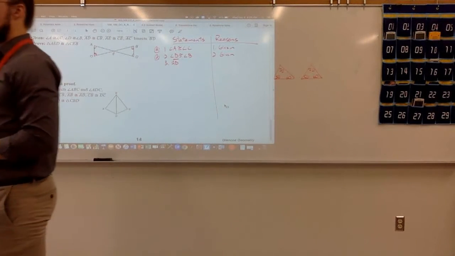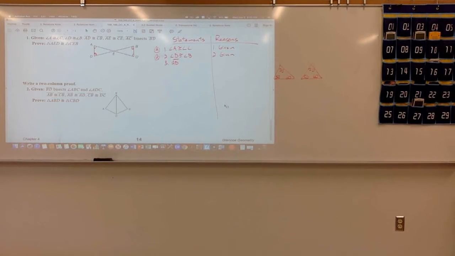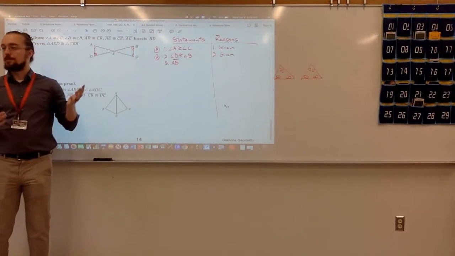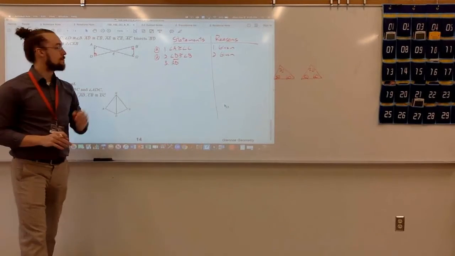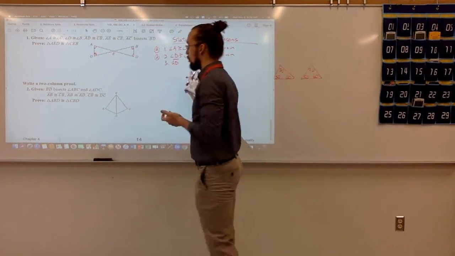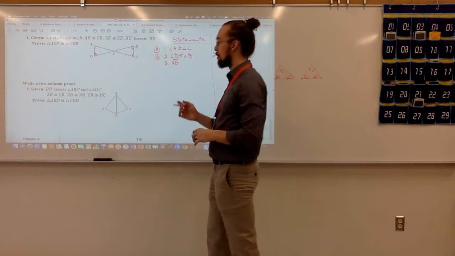Did I not change that on here? Not on the last one. I must have printed it out before I changed it. Yeah, I just made it a 2-column. Paragraph proof is just like writing this out in sentences. Yeah, I think the organization for this is much better.